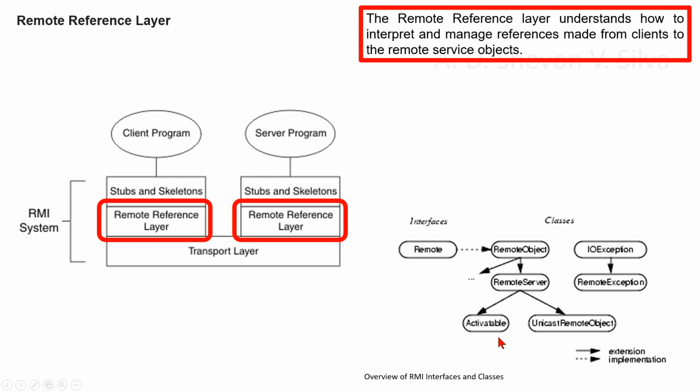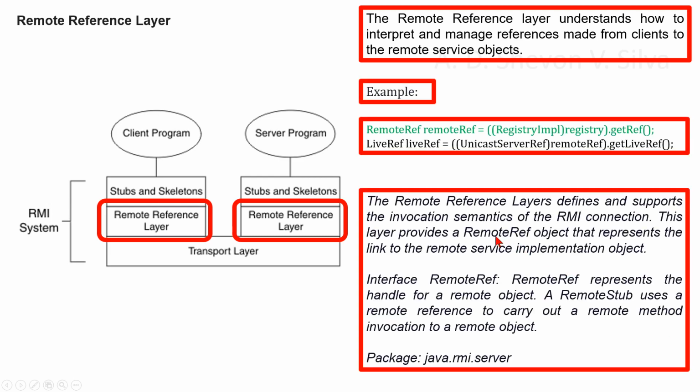Here you can see that Remote implements RemoteObject, RemoteObject extends Remote, RemoteServer extends RemoteObject, Activatable extends RemoteServer, UnicastRemoteObject extends RemoteServer, and RemoteException extends IOException. As an example, we can consider this one. The remote reference layer defines and supports the invocation semantics of the RMI connection. This layer provides RemoteRef objects that represent the link to the remote service implementation objects.